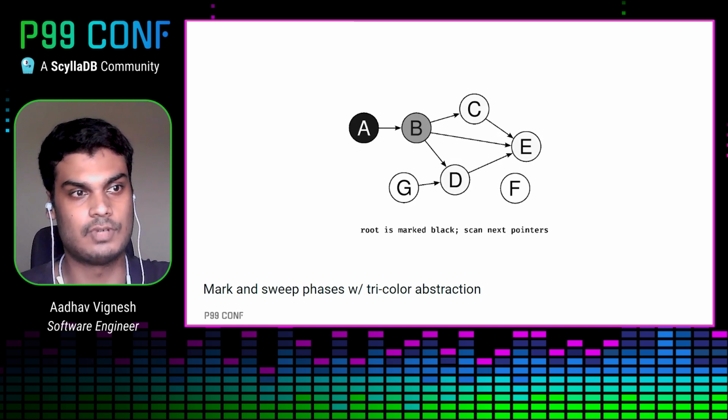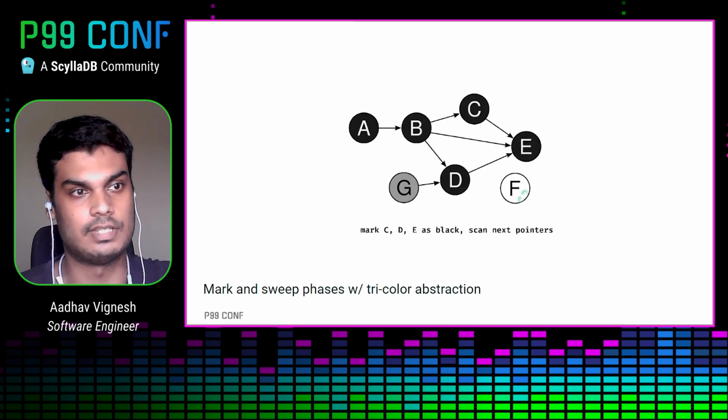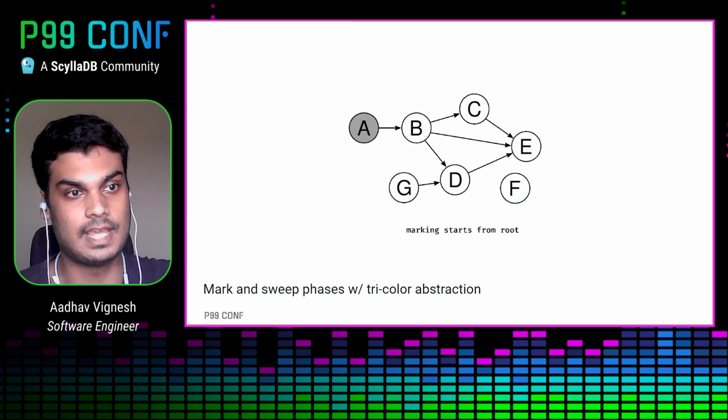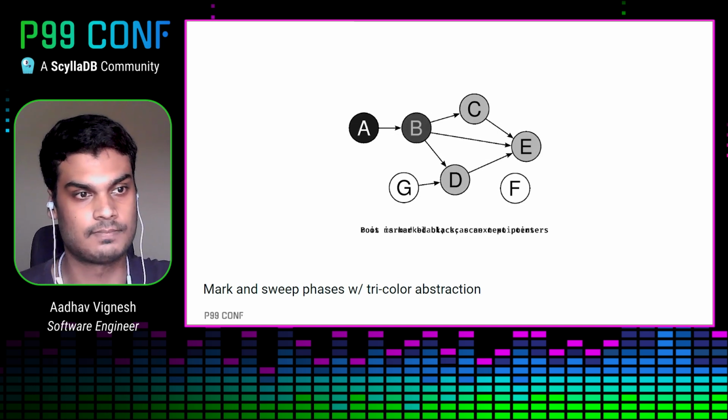So A is the root and it starts from the root. It tries to mark all the descendant nodes, and then the F node is the garbage which is collected in the sweep phase.